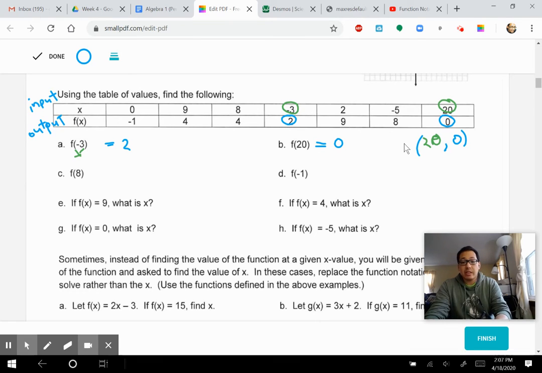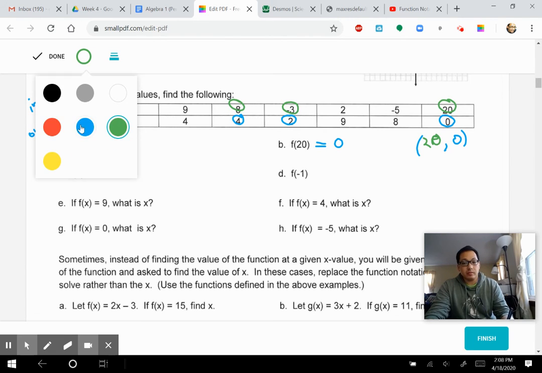In function notation, that is the same as saying f of 20 equals 0. Let's look at some more here. F of 8. Can you take a guess what f of 8 is? If you said f of 8 equals 4, you are correct, because we're looking at this point right here, this pair of values in the table.